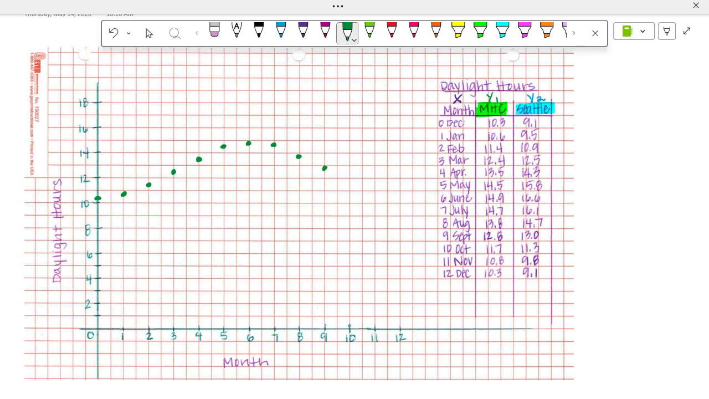For October, 11.7. So I'm going to go up to 10 first. And I'm going to go to the next line up from 10 because it's halfway between 10 and 12. And it was 11.7, so I'm going to get a little past halfway, past 11.